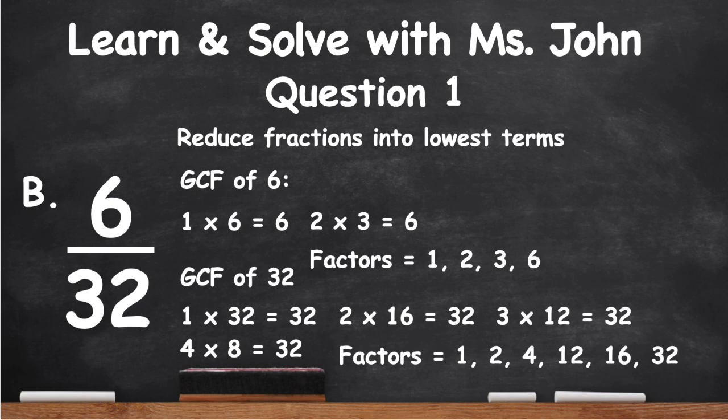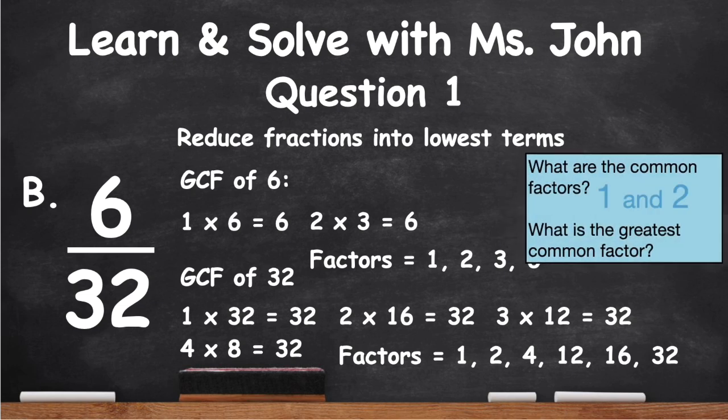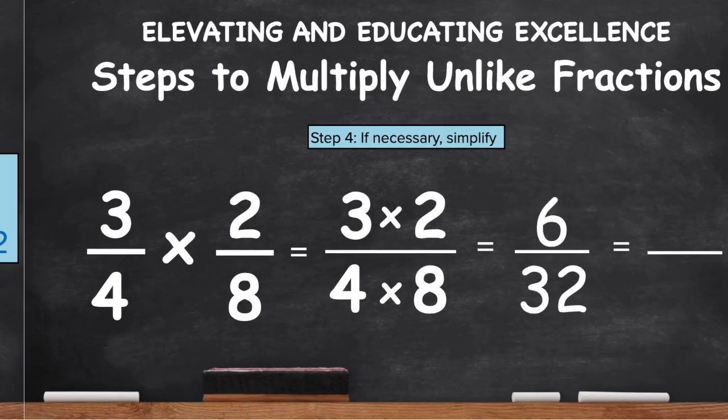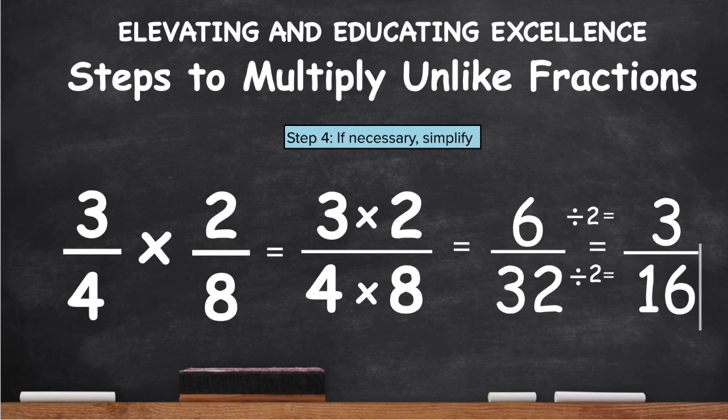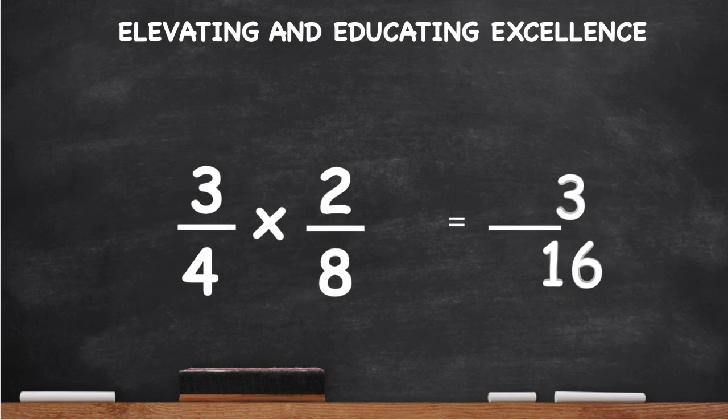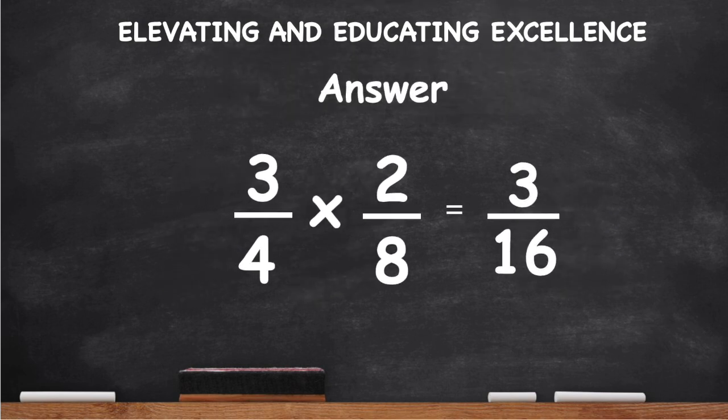So what are the common factors of 6 and 32? The common factors are 1 and 2. And therefore, what is the greatest common factor? The greatest common factor is 2. Now we know we're going to divide 6 and 32 by 2. So 6 divided by 2 equals 3. 32 divided by 2 equals 16. Therefore, the answer is 3/16.